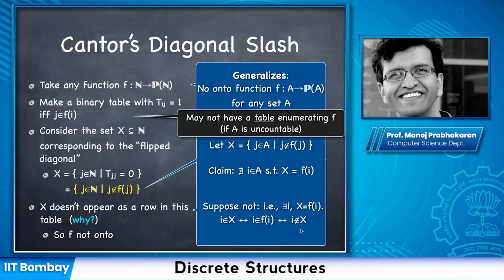And conversely, if i is not in X, then i has to be in f of i, and then i has to be in X, by using this definition. So here I'm using the fact that X equals f of i, and here I'm using the definition of X, right? So i is in X if and only if i is not in X, and that's a contradiction. So there cannot be an i such that X equals f of i. Okay? So there is no onto function.